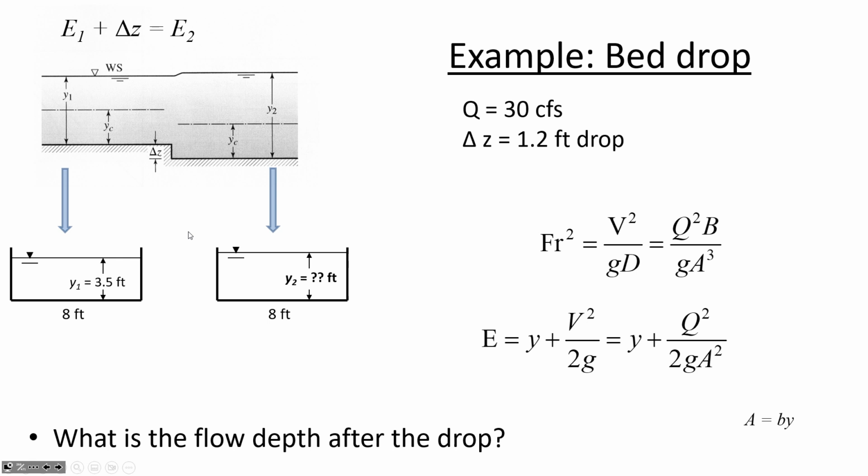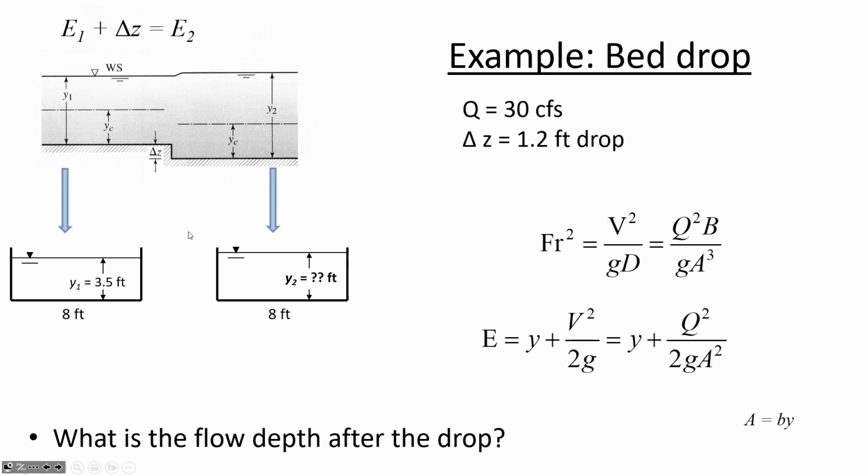The dividing line for subcritical and supercritical is a Froude number of 1. So subcritical conditions at 1. And let's just check that the other way.